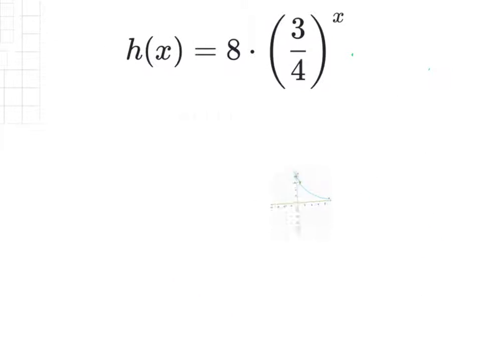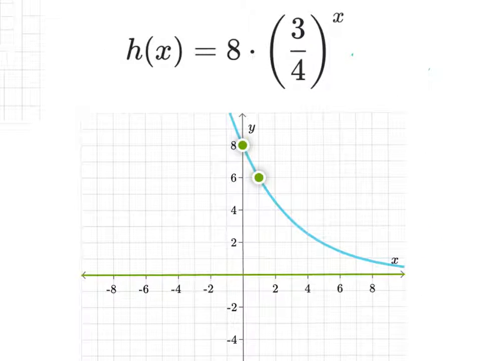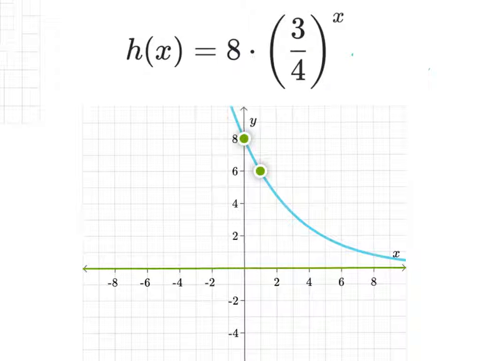So obviously it's this guy right here. This one does have those correct values. If you do plug in a 0, you will get out an 8. So it's the correct coordinate, 0, 8. And we also have 1, 6. If you do plug in a 1, you will get out a 6. So this is the correct answer.